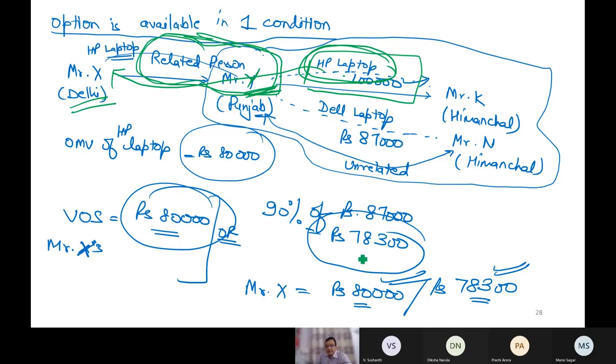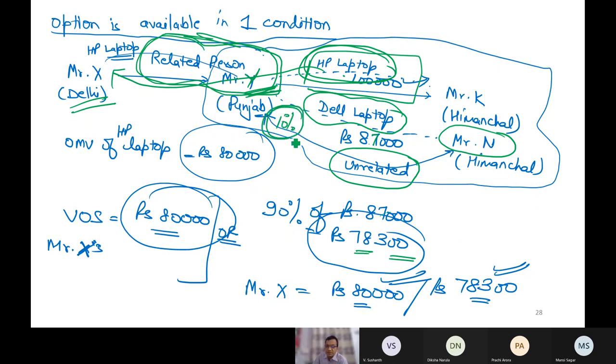Because what the government thinks is that 78,300 is the most genuine price. Between related persons, technically there is no genuineness. There may be biasness. So what is the most authentic way to compute the genuine price? That if the final recipient is unrelated. Now see, who is Mr. N, the final recipient? If this final recipient is unrelated, and to that person your recipient is supplying the same quality product for 87,000, the rational assumption is that in this 87,000, 10% might be the profit margin of the Punjab person, and this person's cost would be 90%, and whatever is the cost of this person is nothing but your value of supply. So this is how they are determining the best option available.